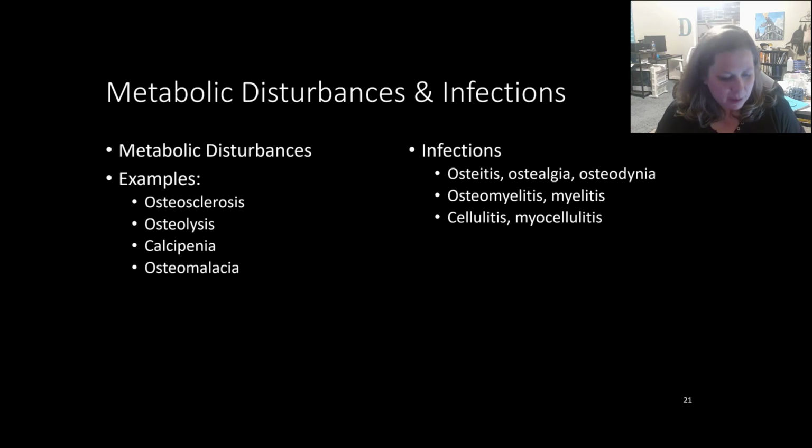We can also have, which can lead to osteoalgia or osteodynia, which is just bone pain. We also see if there's an actual infection in the bone, this is called osteomyelitis. If it's in the bone marrow, we would call it myelitis. We also can see infections that deal with the skin and then go deeper into the connective tissue is going to be cellulitis. And if it involves the muscles, we call that myocellulitis.